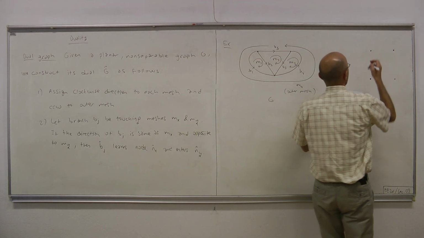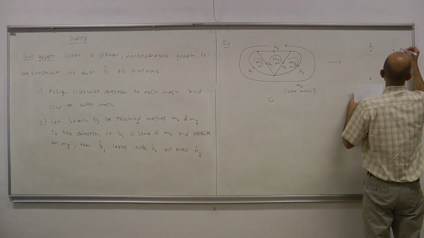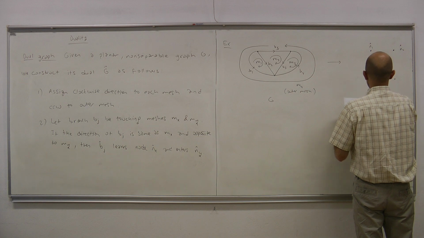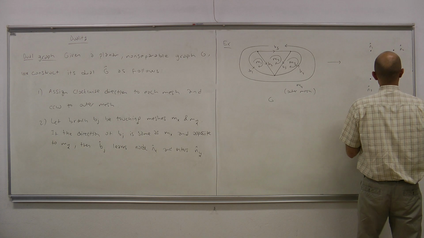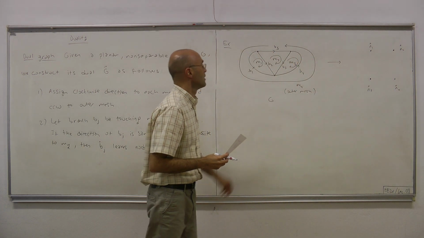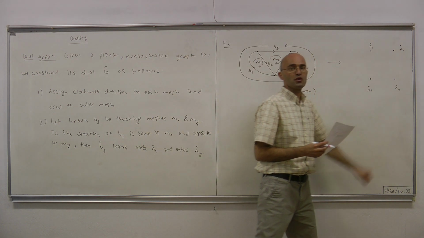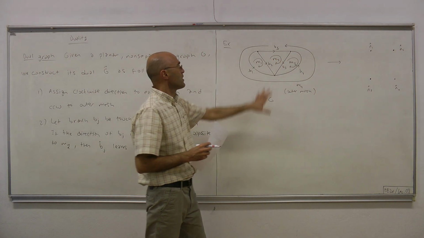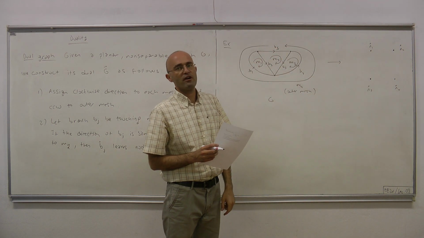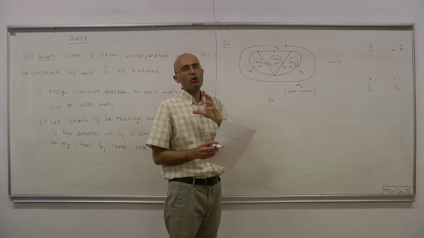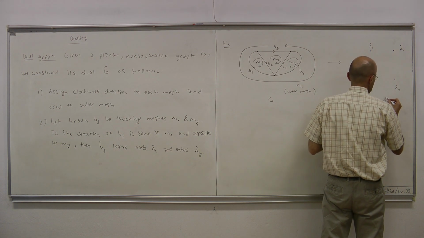Okay, so we can call those nodes N1 hat, N2 hat, N3 hat, and N4 hat. Okay, so 4 meshes, counting also the outer mesh, means 4 nodes in the dual graph. We have 5 branches. For the dual graph, we have also 5 branches. Graph and its dual, they always have the same number of branches. Okay, so this is our G hat.